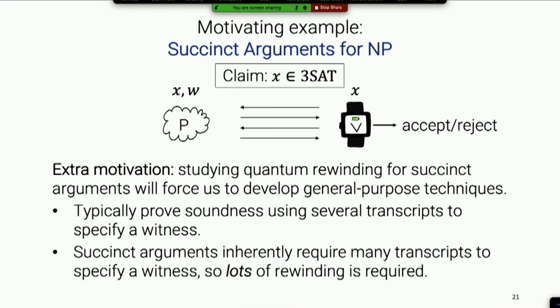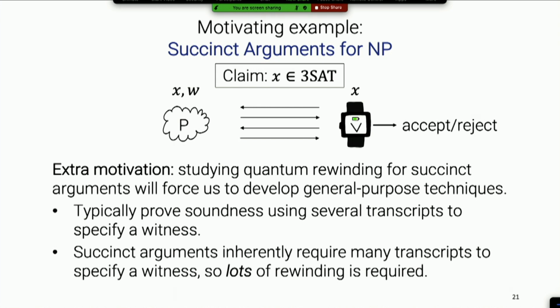So if I want to record transcripts from the prover and get a witness out of that, I'm going to need a lot of transcripts. So in terms of how much I need to extract from the prover, this is kind of the hardest case of quantum rewinding. Right? I need to do lots and lots of rewinding. Like last time, I only needed to do basically 1 rewind. I needed to get 2 transcripts from the prover before I could get my witness. Here, because the prover gives me so little information, I need to rewind it many, many times.